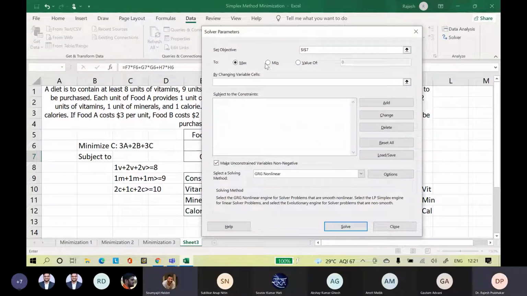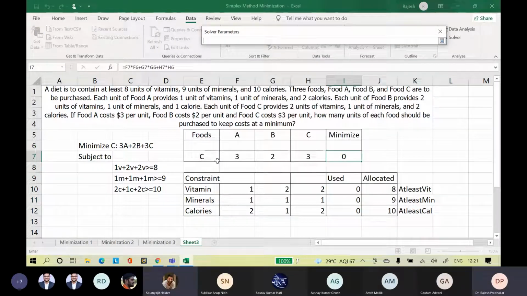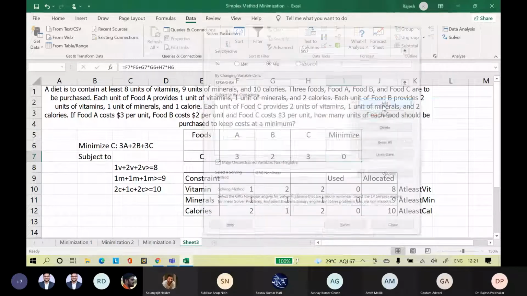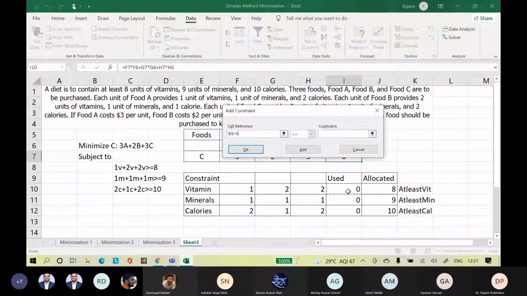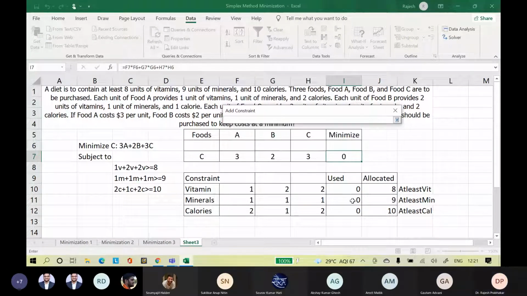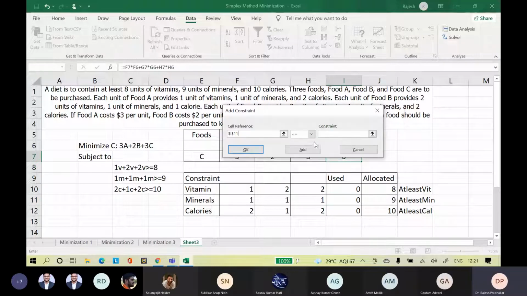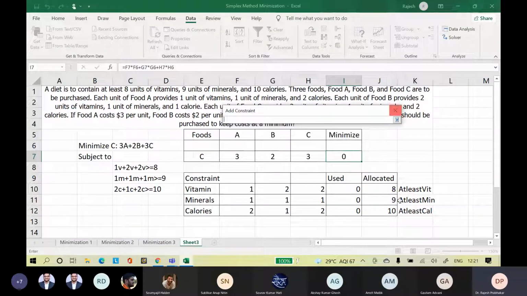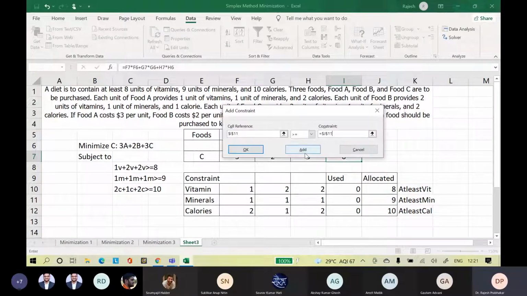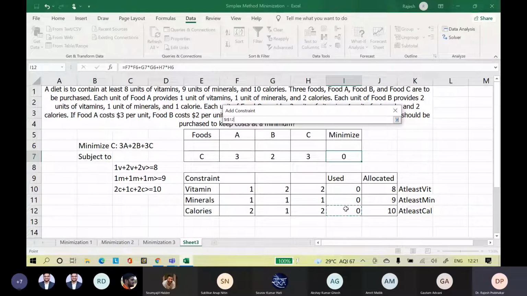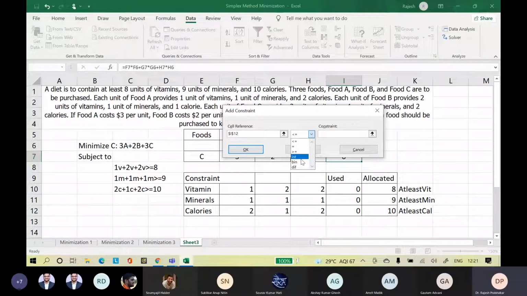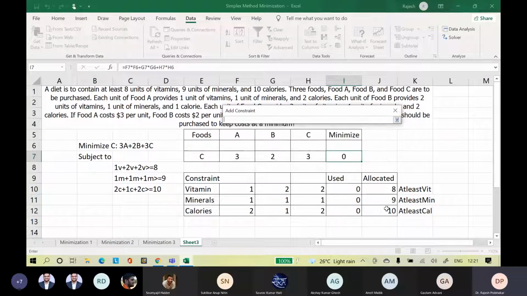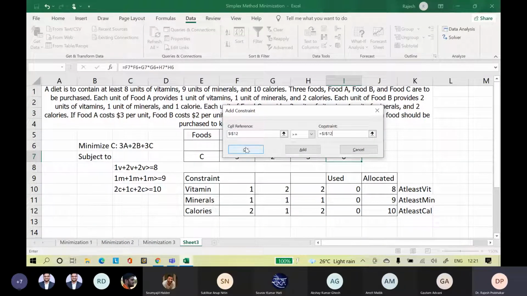So is it wrong? No, I am checking. I also have to do, no? Yes, sir. This is equal to this, greater than equal to this, and this greater than equal to this. Okay.